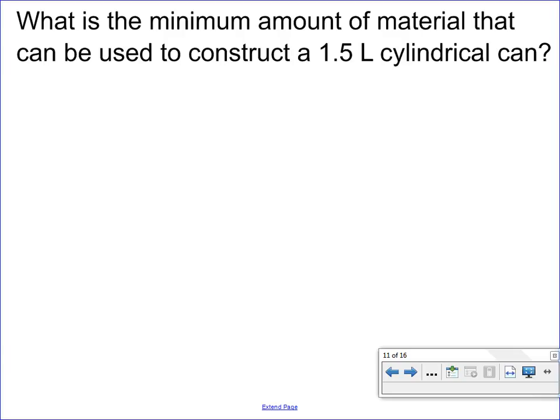Let's get going. What's the minimum amount of material that can be used to construct a 1.5 liter cylindrical can? Go ahead with your partner right now. Complete step 1 in our optimization strategy. That is, write down what it is that we're trying to do. What quantity are we trying to optimize? And then share with the class. So what is it we're trying to do in this case? What quantity?